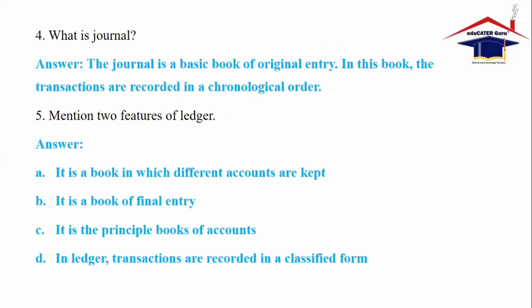A. It is a book in which different accounts are kept. B. It is a book of final entry. C. It is the principal book of accounts. D. In ledger, transactions are recorded in a classified form.